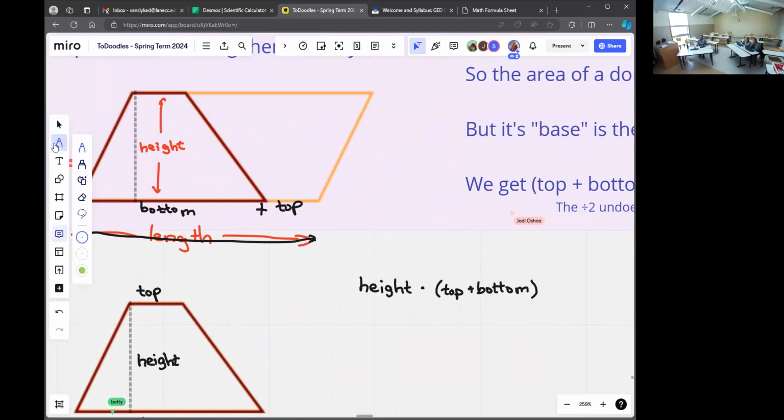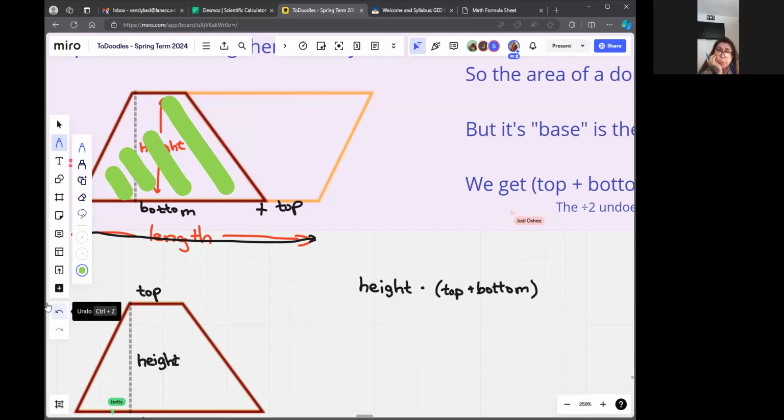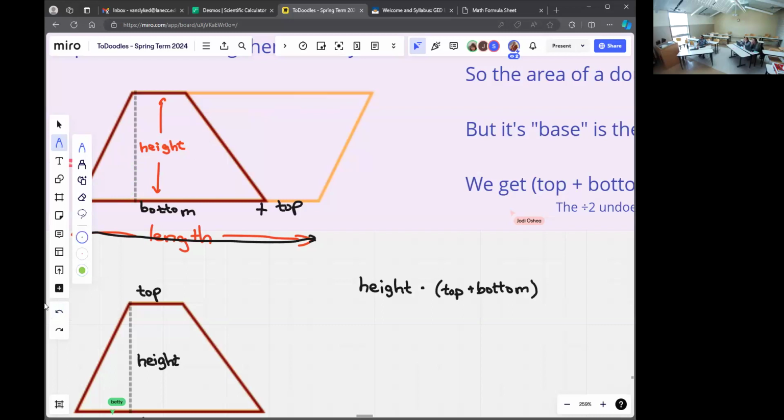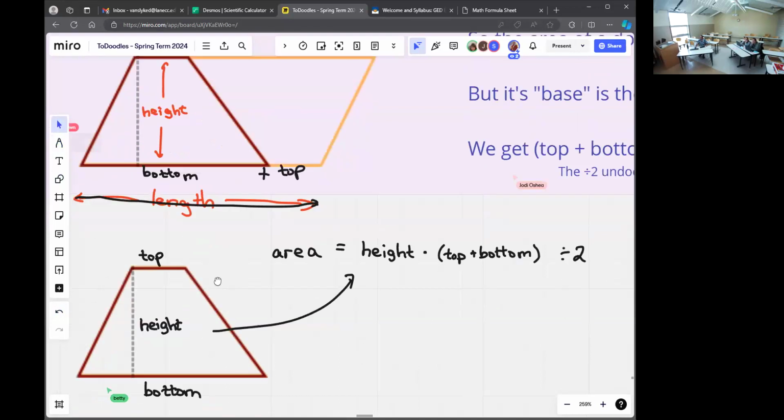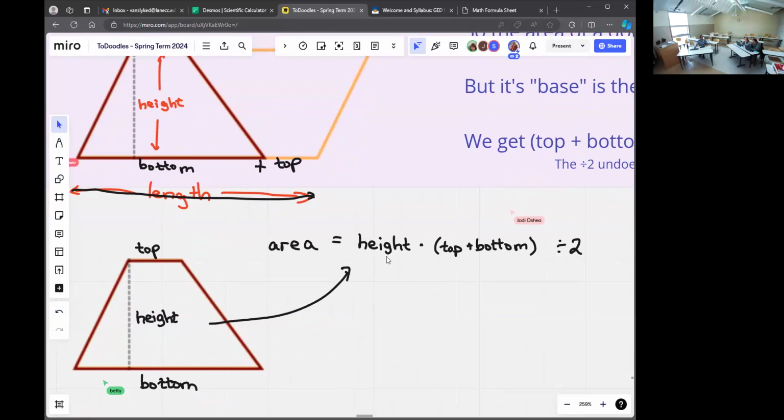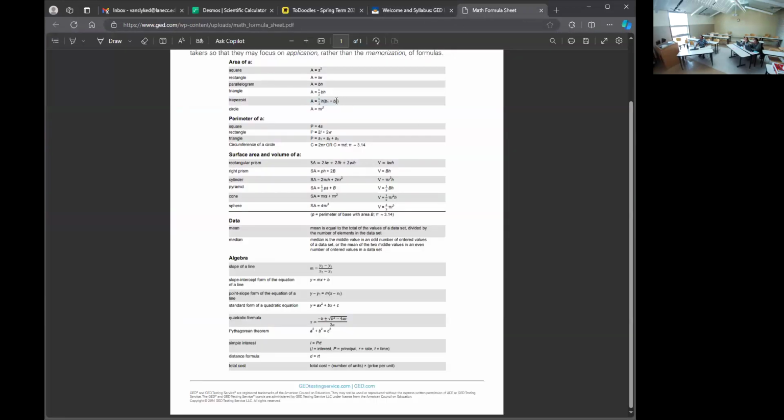I'm not done though, because that is the whole area of this big thing, and that's twice as big as we want. Because remember, we started by photocopying what they really gave us. Since I got something that's twice as big because I photocopied it, my last step is going to be a divide by 2. So that's how you get the area of a trapezoid. You take the top and bottom and add them up, multiply that by the height, and divide by 2. So that's what they're showing you on the formula sheet here.